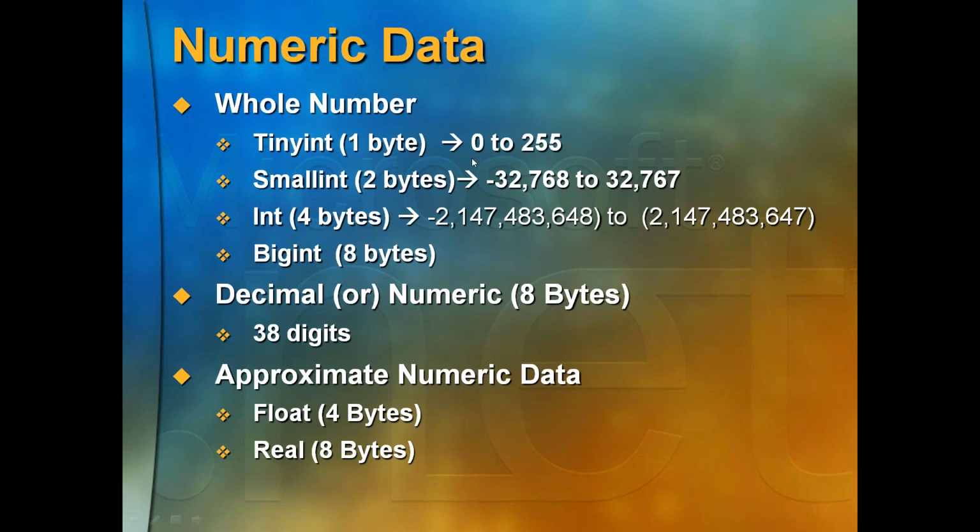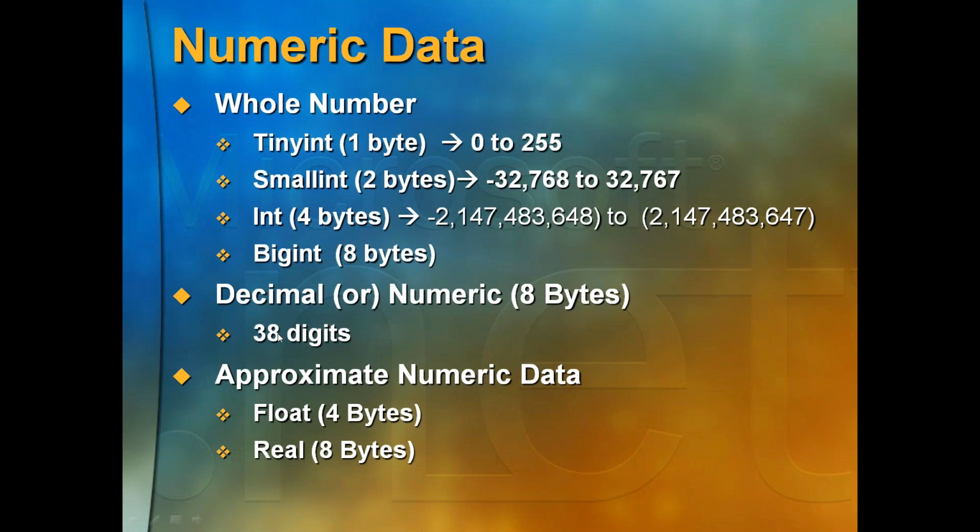Tiny int takes 0 to 255, positive numbers only. Clear? So there is no negative data. If you want small int, you can have minus 32,768 up to the positive equivalent. This is the range of data you can insert in that column. If you go for integer, this is the size you can have. Clear? If you go for big int, the range is even bigger.